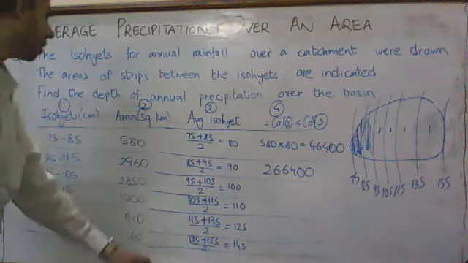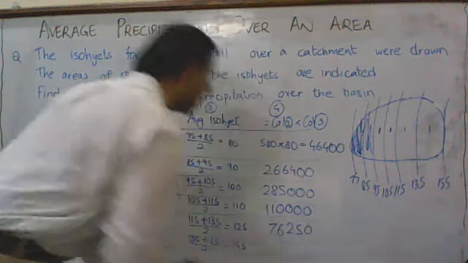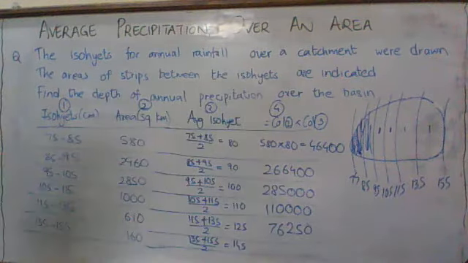Then 1000 into 110. How much does it come out to? 110000. Then 610 into 125. This value comes out to 76250. And 160 into 145. This comes out to 23,200.